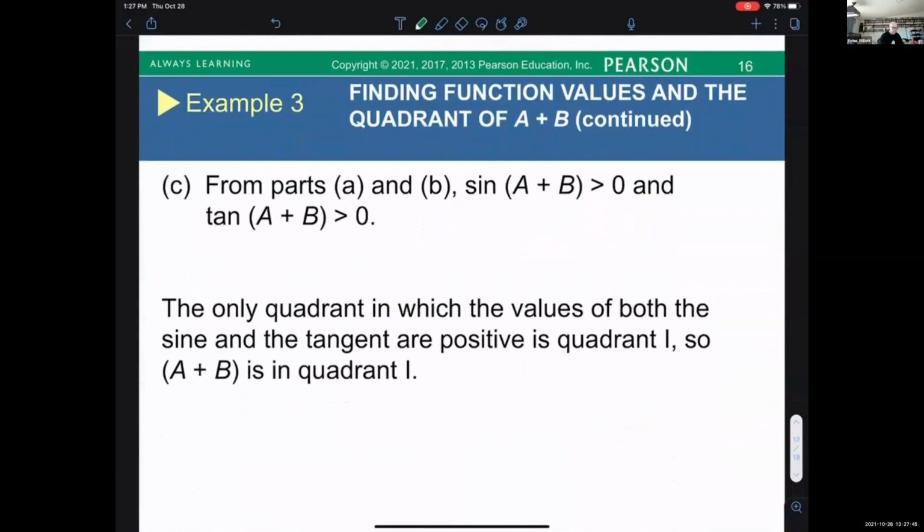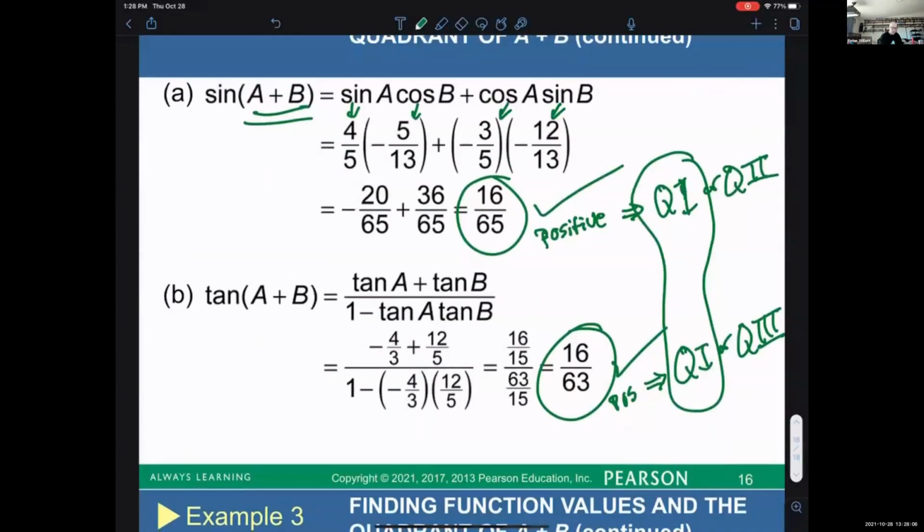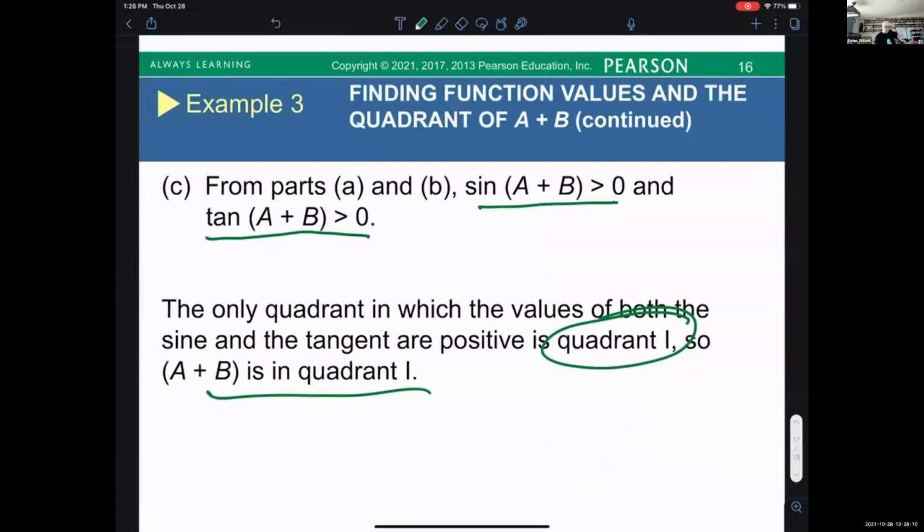Now, they just sort of say from parts A and B, sine of the angle is positive, tan of the angle is also positive, and then they just say the only quadrant in which the values of both sine and tangent are positive is quadrant 1, and so this must be in quadrant 1. So the logic isn't spelled out with each one being thought of individually here, but that's exactly the same logic they used to get the answer here.